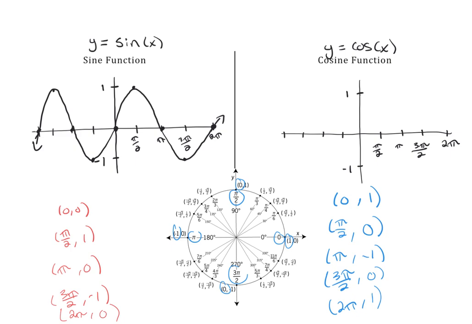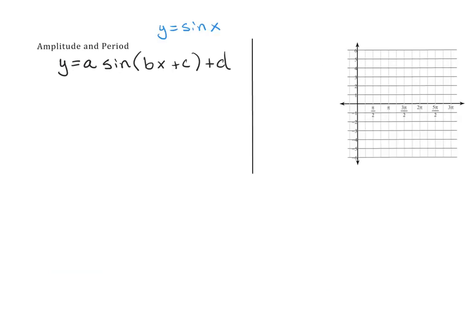Okay, so for cosine, I've got 0, 1, and then I'm going down, and then back up. So it looks a lot like sine. But there is one period, and again, this will continue in both directions, like that. So there are the parent functions of sine and cosine, and then we are going to look at transformations of those parent functions.